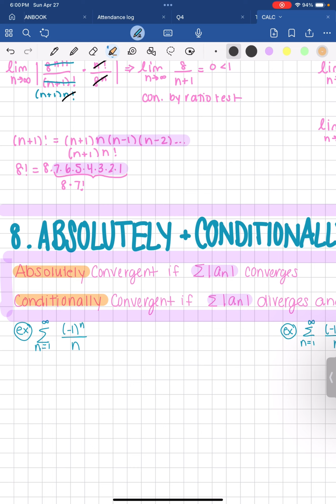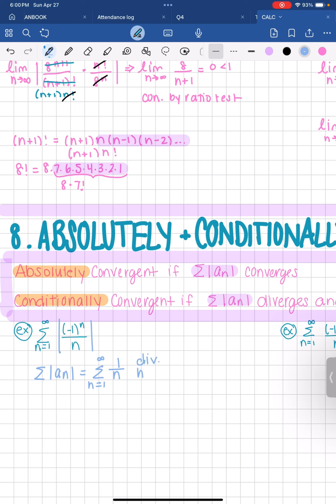So this first one right here, what we're going to do is take the absolute value of this series. If I take the absolute value of this, you're going to be left with the sum from n equals 1 to infinity of 1 over n. So now you're going to see what this one does. Does this converge or diverge? Use one of the tests that I taught you. Well, this is the divergent harmonic series.